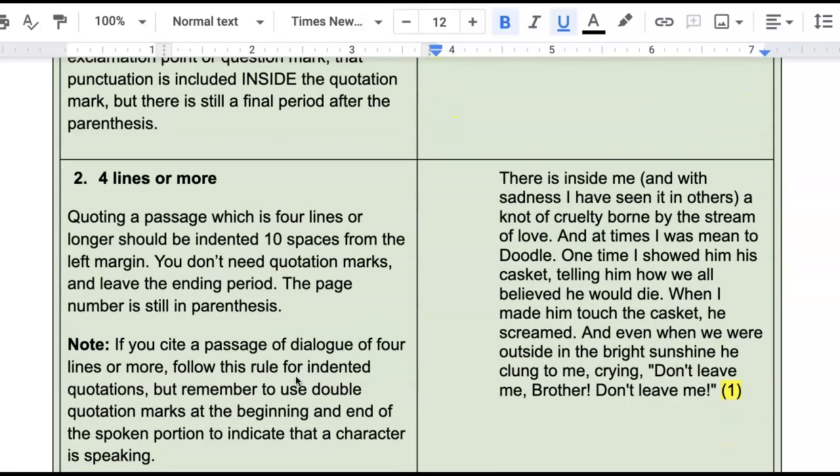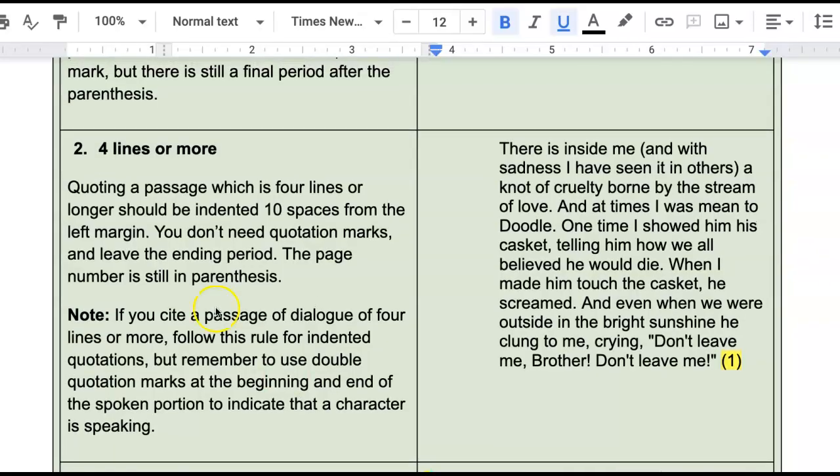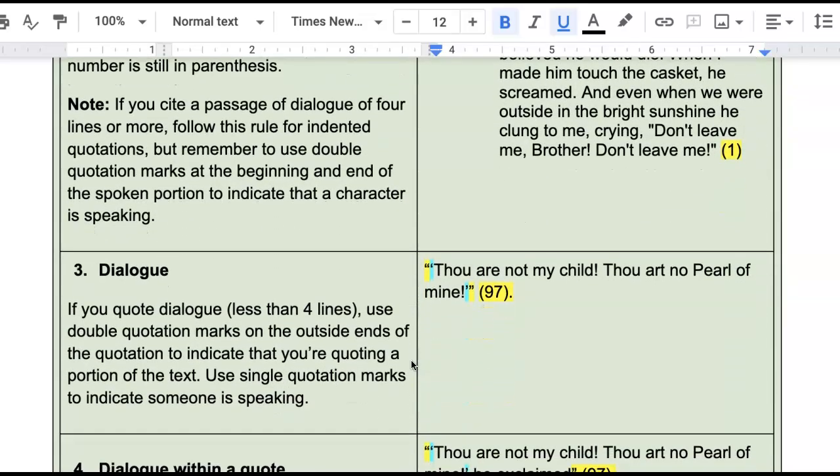Now, if you have more than 4 lines, then the rules change. What you need to do is indent the text 10 spaces, and note that if you have dialogue in this, you still leave the dialogue with double quotations, but you don't need to put the double quotations before and at the end. By indenting it 10 spaces, you're telling the reader that this is a direct quote. You still need the page number, but you don't need to put the punctuation on the outside of the parentheses. Okay, now if there is dialogue less than 4 lines, then it's sort of tricky.